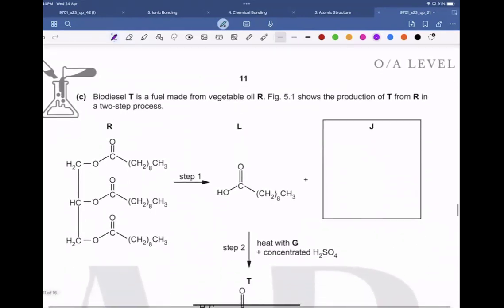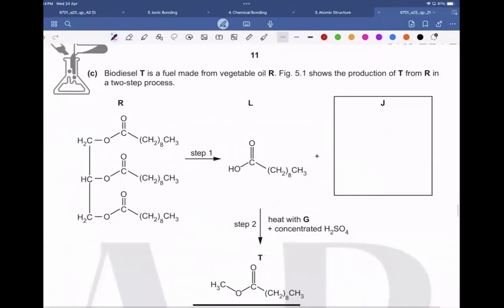Okay. Now, 5 part C. Biodiesel T is a fuel made from vegetable oil R. Figure 5.1 shows the production of T from R in a two-step process.